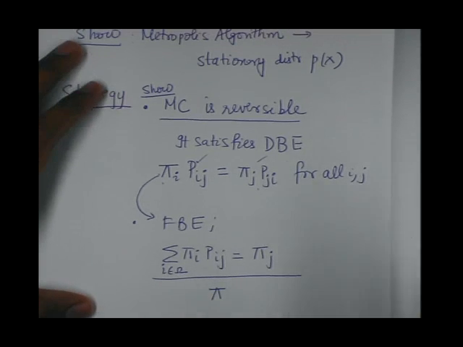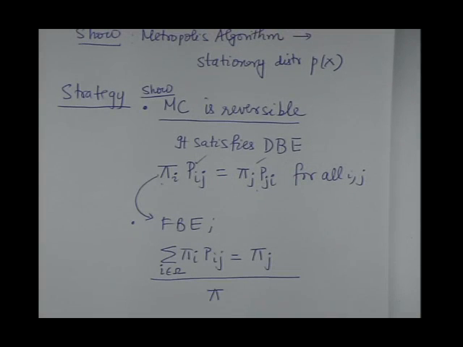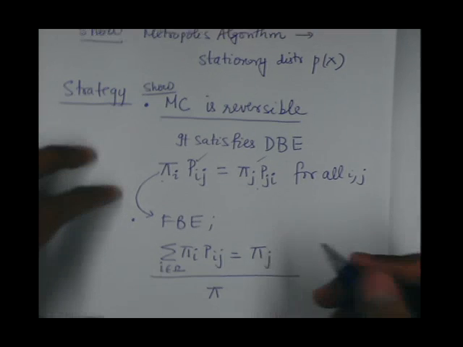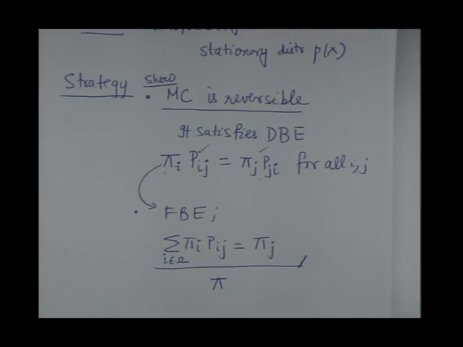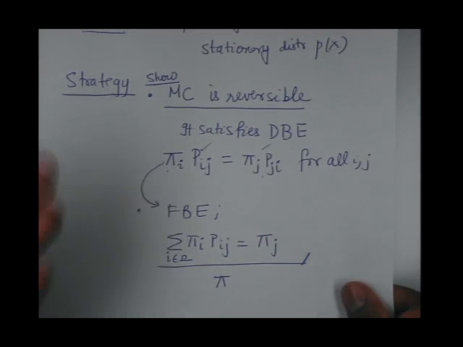Alright? So that's going to be our strategy. We're going to show that in our algorithm the Markov chain is reversible, it satisfies the detailed balance equation, therefore the full balance equation, and assuming some conditions of finite state, irreducibility and aperiodicity, we can then show that it attains the desired Gibbs distribution. So let's begin the proof of that part.